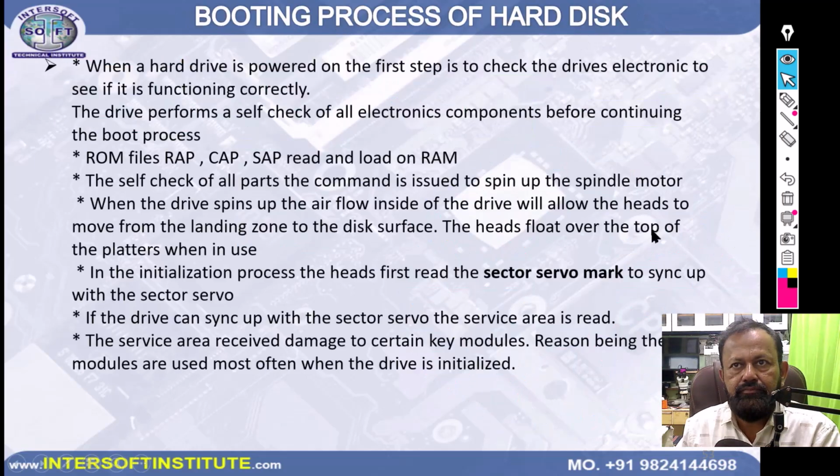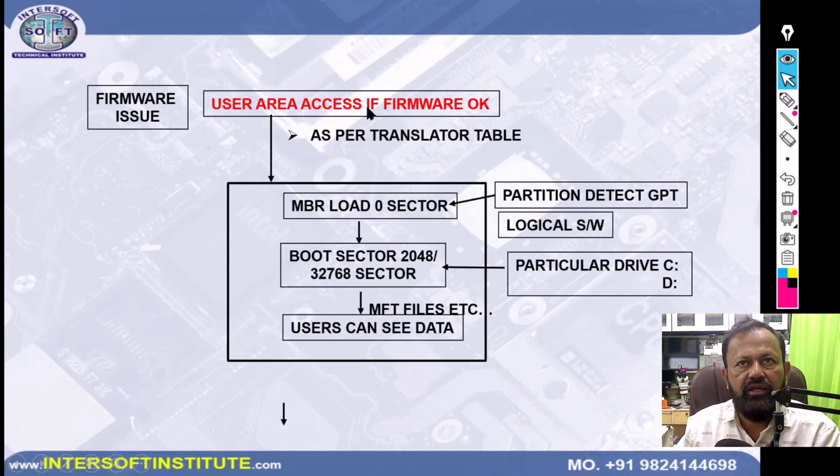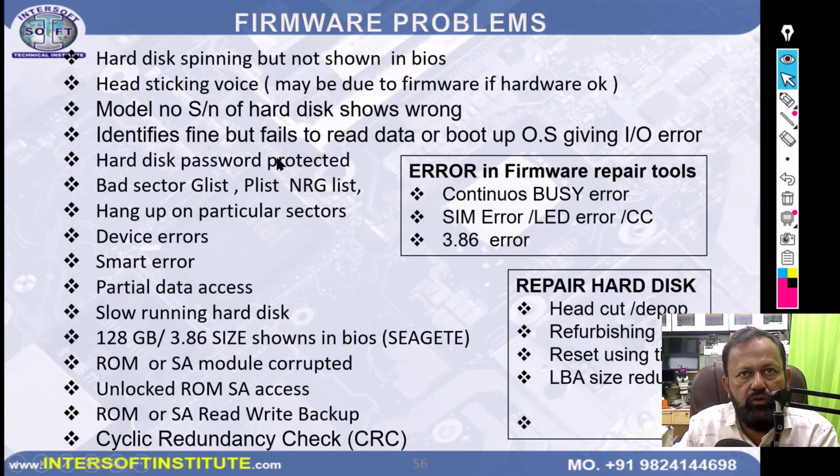Okay. Next, booting process of hard disk, how the hard disk boots. We already explained this. So this is the booting process. Power on the computer, hard disk powers on, check the PCB for shorts, nothing. Then read the ROM, load the ROM in the RAM buffer. Then the motor starts, reading the service area. Then files are loaded: the G-list, the model number, the P-list all loaded. Then the user area: if firmware is okay, then MBR loads, then boot sector, then the user can see the data. So these are the processes of how booting starts.